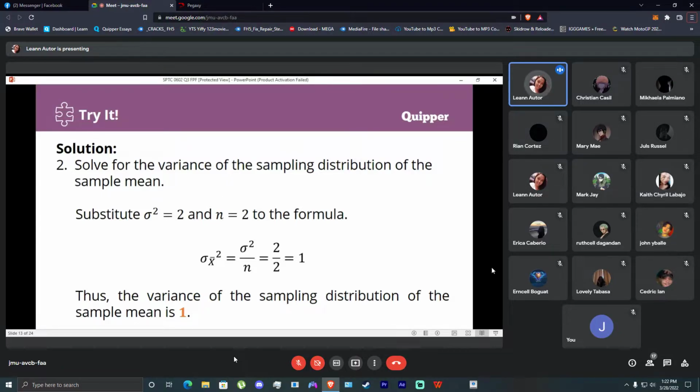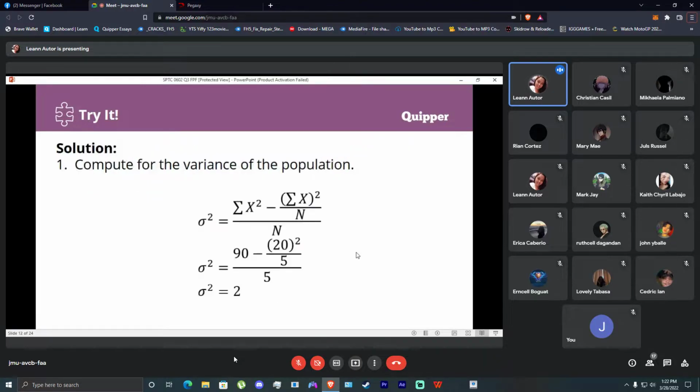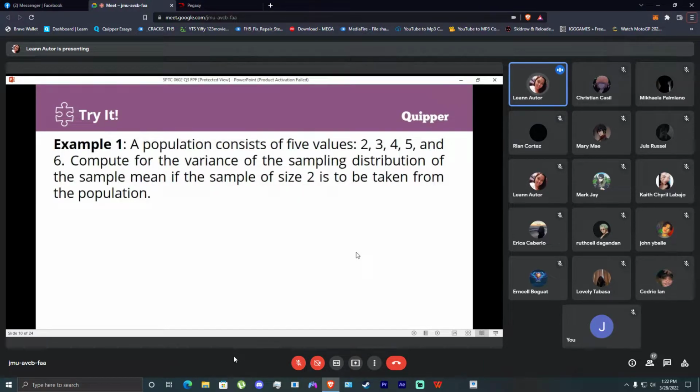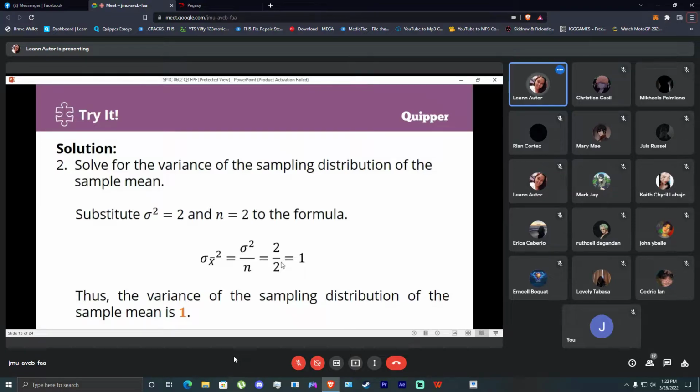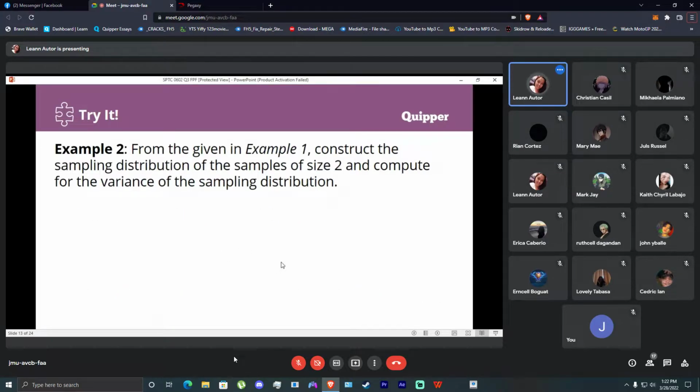So given in our problem, okay, going back to the problem, what does it say there, the sample mean if the sample of size 2 is to be taken from the population. So we got the sample size, or n, small letter n, which is equal to 2 in our problem, or in the given problem. Okay.